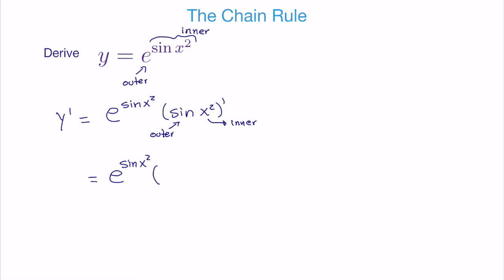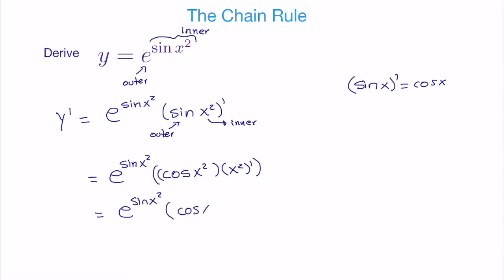The outer function is the sine. The derivative of the sine is the cosine. So we have to take the cosine, keep x squared there, and multiply by the derivative of x squared. So this is e to the sine x squared, cosine of x squared, times the derivative of x squared, which is 2x. And let's just write it nicely. This is going to be 2x e to the sine x squared, cosine of x squared.